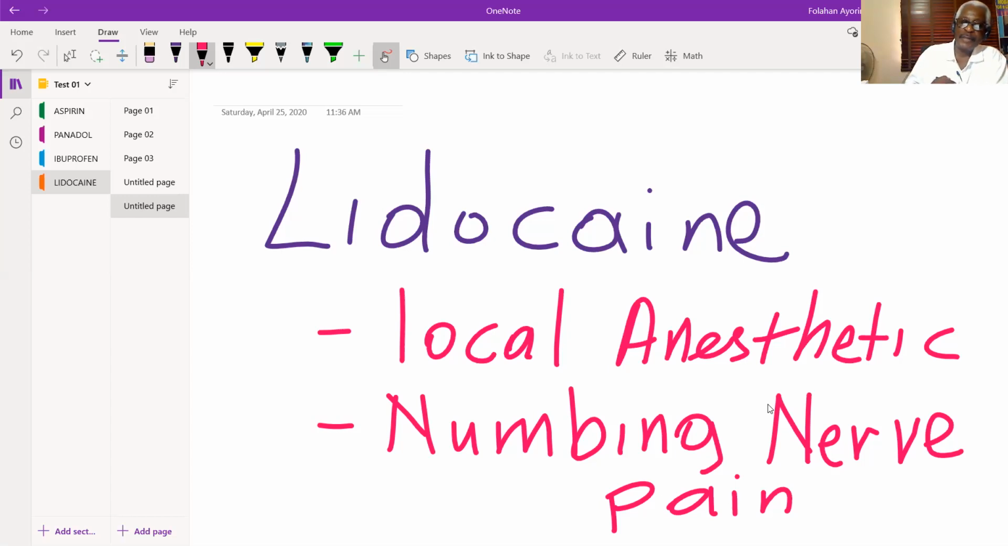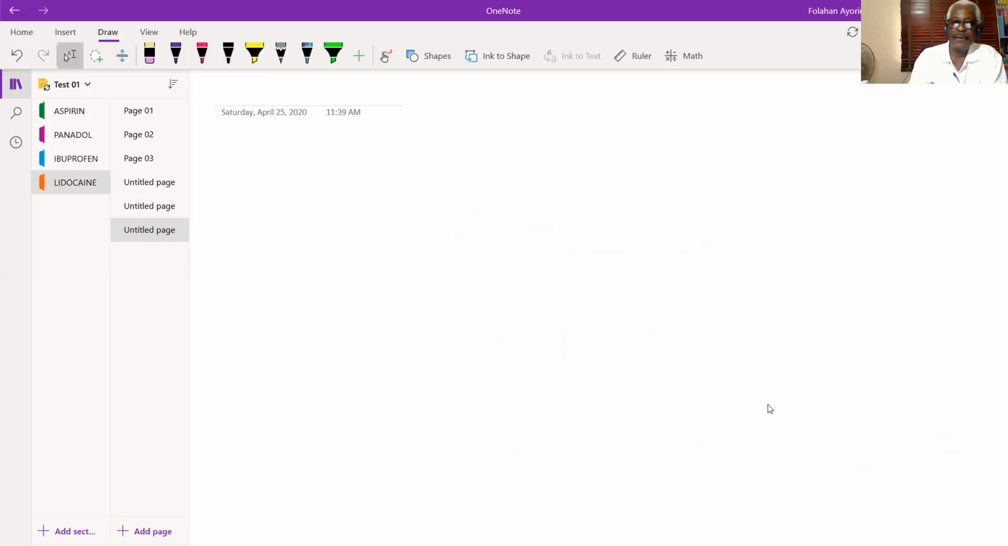Okay, so let us look at the structure of lidocaine. You see how easy it is for me to go from page to page using the Office 365 OneNote. Let us take a look at the structure of lidocaine.